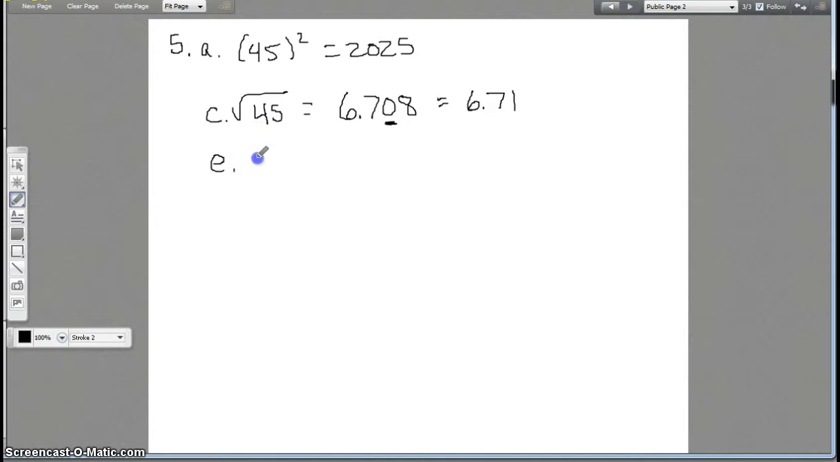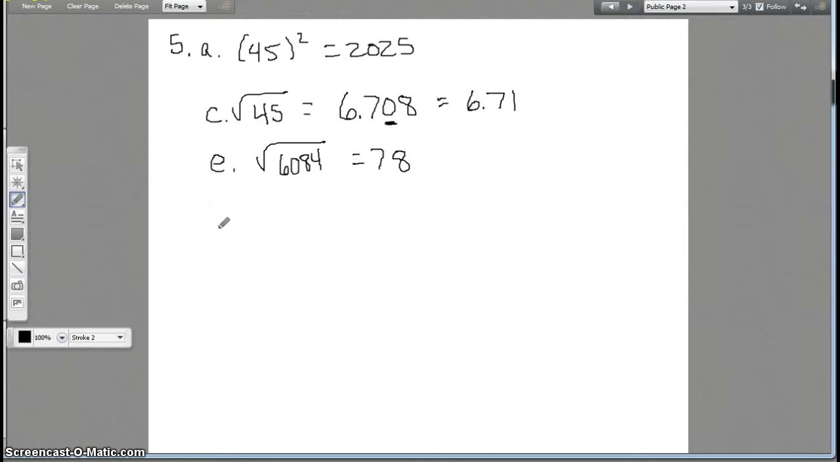Part E is square root of 6,084. If you're using the table on page 563, you look in the square column, which is the middle column, for 6,084. And when you do that, you will find that it lines up with the number 78. So the square root of 6,084 is 78. Or you can put this into your calculator and hit the square root button. Really, nobody should have any problems with this one.